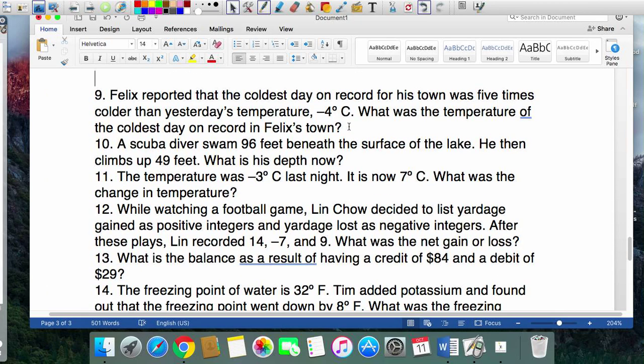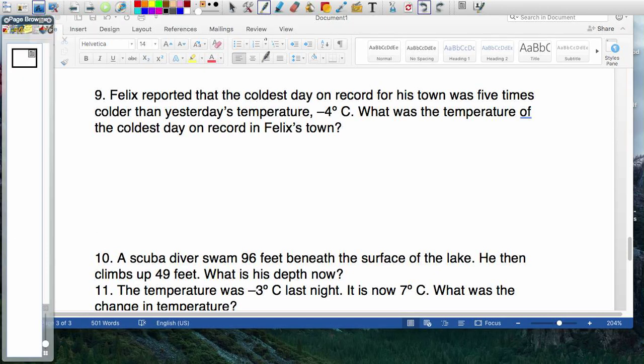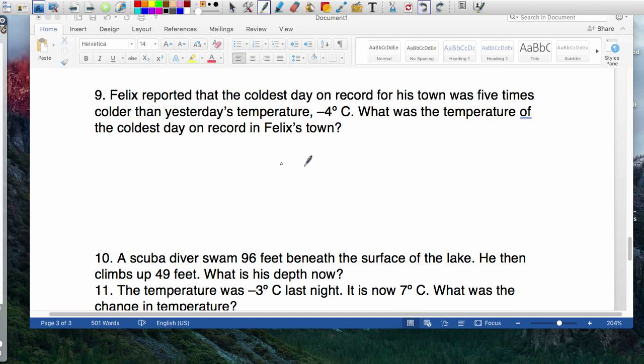9. Felix reported the coldest day on record in his town was 5 times colder than yesterday's temperature. Yesterday's temperature was negative 4, so that's not even close to the coldest. The coldest day was 5 times colder than negative 4. So what's 5 times 4? 5 times 4 is 20, but because it's colder, it's negative 20, because we're multiplying by a negative number here. So the answer is negative 20.